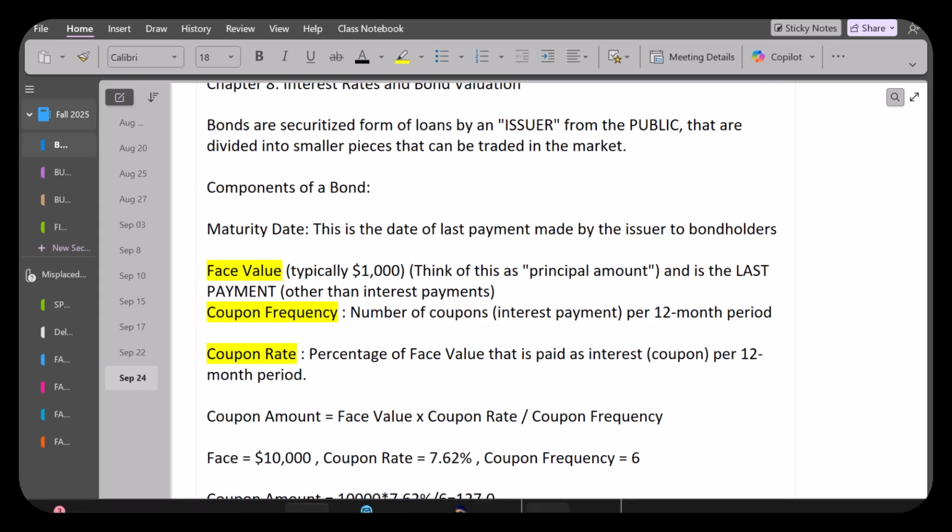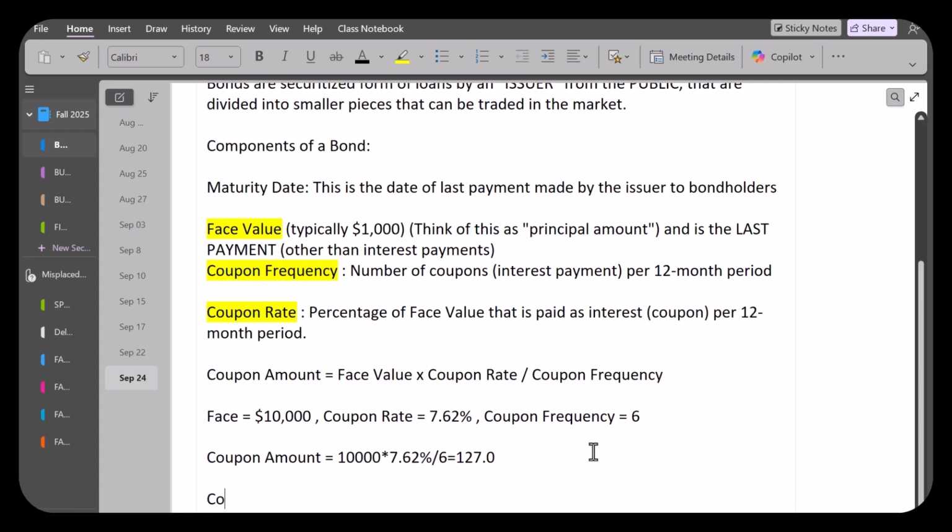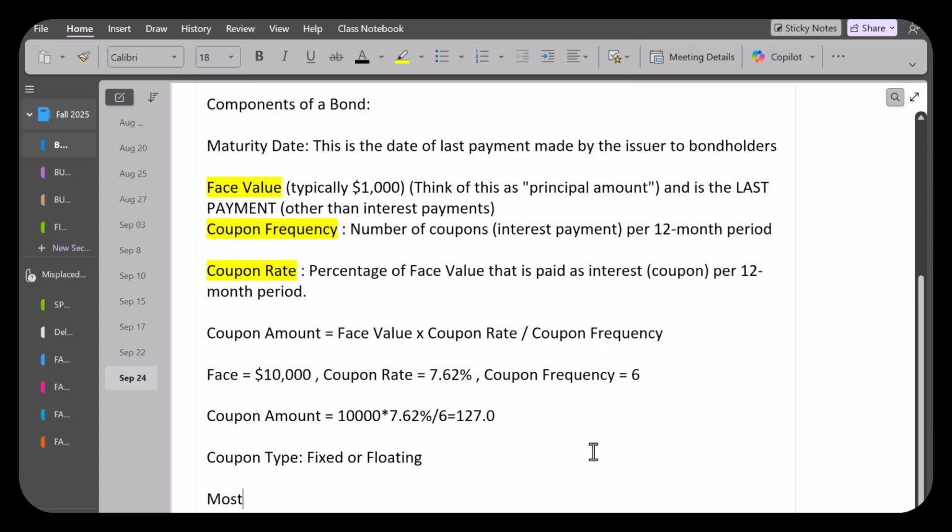Coupon type could either be fixed or floating. Most U.S. Treasury bonds have fixed coupons. The coupon rate is determined at the time of the issue, and it basically stays the same throughout the life of the bond, as long as it's a fixed coupon bond. And most regular U.S. Treasury bonds are of this nature.